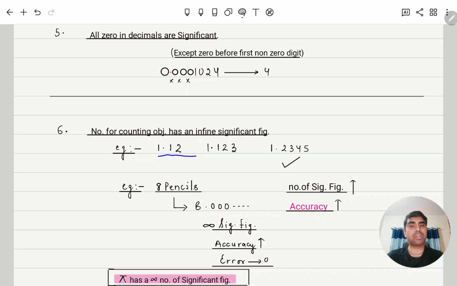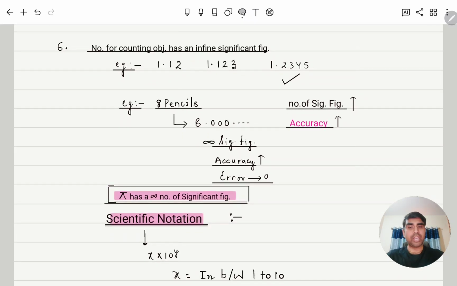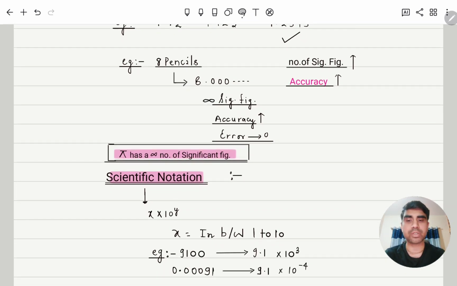Like in the starting, we discussed the 3 measurements. Suppose a measurement has more significant digits, it means it has more accuracy, right? Similarly, countable objects we will represent like this. So the 0 may be considered a significant figure, so it has infinite significant figures. Now here you can see pi. Pi, as you already know, has infinite significant figures: 3.141516 and so forth.